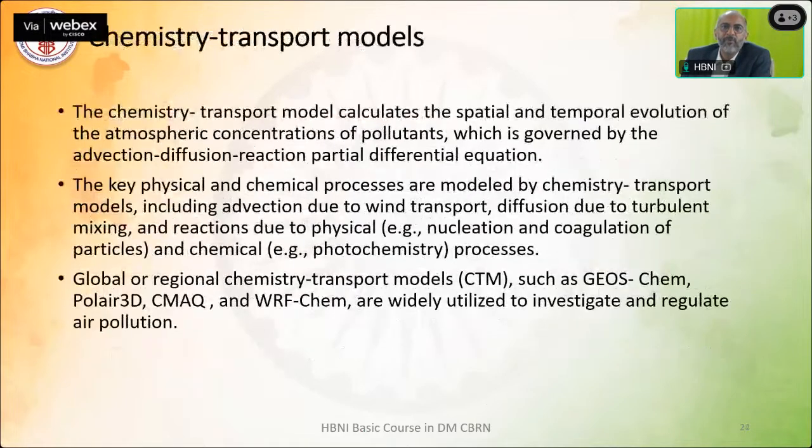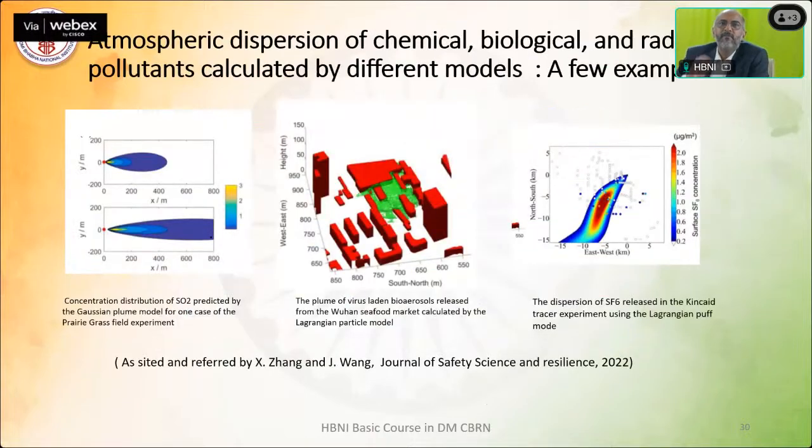So I am going to give you a few examples of how these models are used. The first one you see is the concentration distribution of a chemical predicted by the Gaussian plume model for one case of a field experiment. I have taken these examples from one of the latest publications, and I have quoted the publication here for your reference. You can go through it and understand by reading yourself, so you can appreciate it better after the class if you want to go in depth into these models and how they are applied.